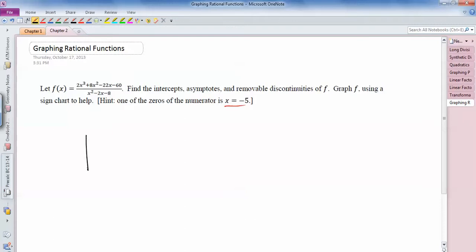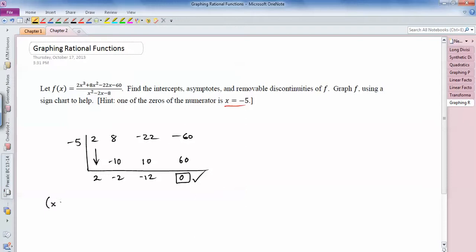So if I take the numerator and try to factor it, 2, 8, -22, -60, I know that -5 is one of my factors. If I do this quickly here, 2, -10, -2, 10, -12, 60, and the remainder is 0, which is good because it was supposed to factor evenly. So I can write the numerator as x minus -5, so x plus 5, and then 2x squared minus 2x minus 12.